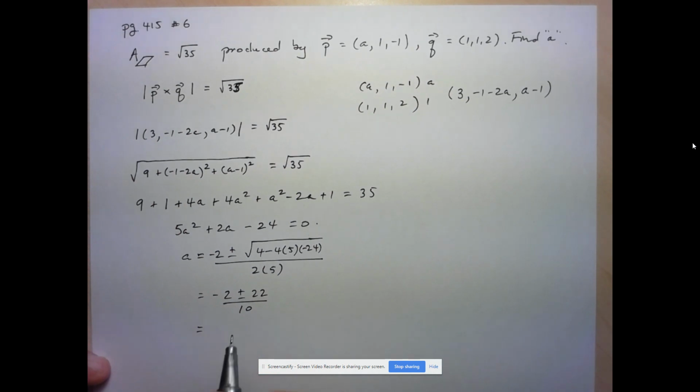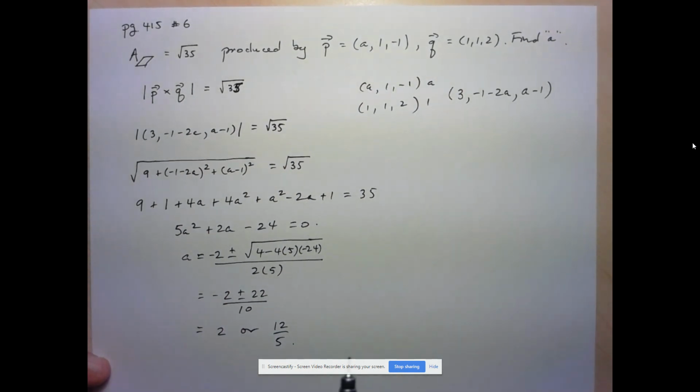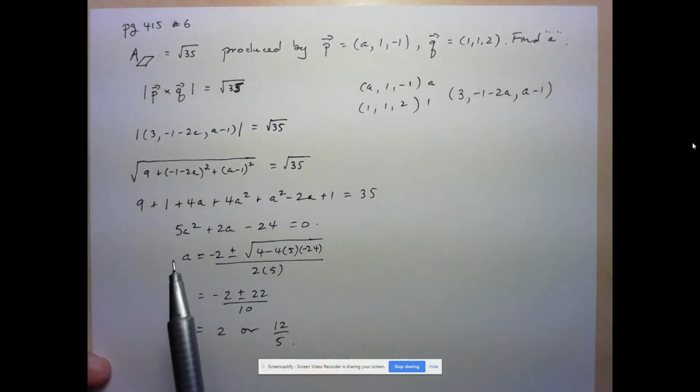Here A will be equal to -2 plus 22, which is 20 over 10, which is 2. Or our other answer, -2 minus 22 is -24 over 10. Divide both by 2, so that's going to be -12 over 5. So it turns out that there were two answers that produced this area of root 35.